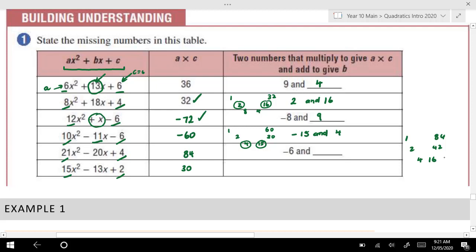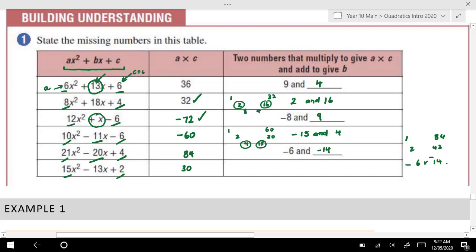Some of these numbers you'll need to spend some time to come up with the factors. But as you can see, 4 times 16 is 84. But of course, we've got 6 times 14 is 84. So what we've got is minus 6 times minus 14 is actually positive 84, and minus 6 minus 14 is going to give us minus 20.